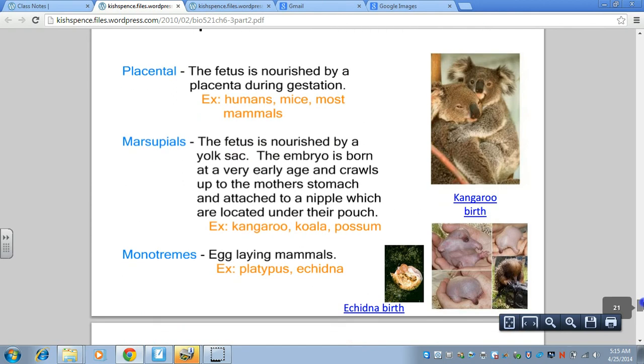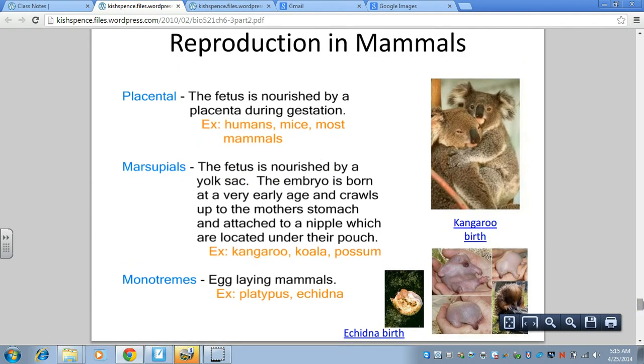In placental mammals, the fetus is nourished by a placenta during the pregnancy, or during gestation. We are placental. Okay. In marsupials, the fetus is nourished by a yolk sac. The embryo is born at a very, very early stage, and you can watch the video clips of the kangaroo or the echidna, but they are born really, really tiny, and they crawl into the mother's pouch, and they latch onto one of the nipples, and then they will feed, and they'll come out of the pouch at certain times. Okay, so they include the kangaroo, the koala, and the possum.